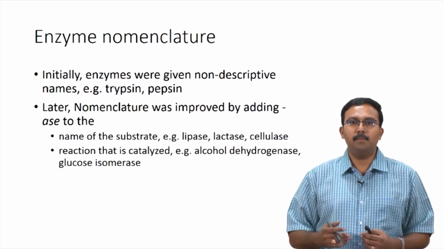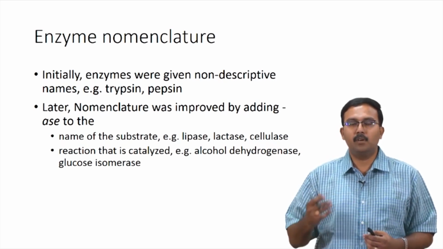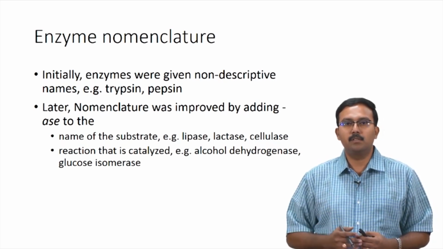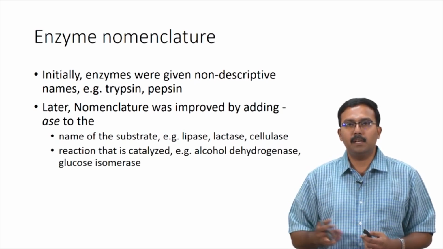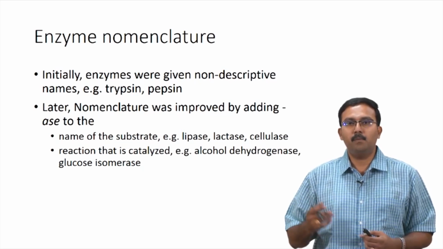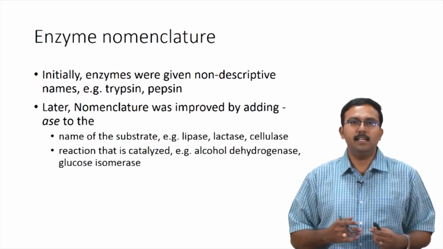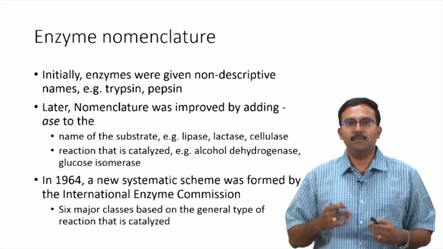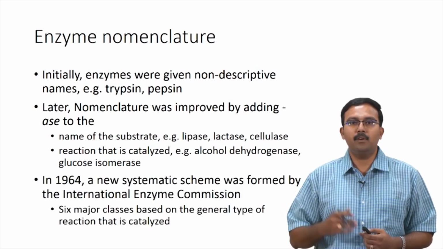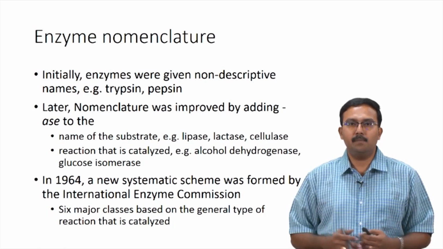With examples like lipase, lactase or cellulase, you know that it is acting on lipids, lactose or cellulose. If the name was alcohol dehydrogenase or glucose isomerase, we knew that it performs a dehydrogenation reaction or an isomerization reaction. This gave some information about what the enzymes were. This was further improved in 1964 when a new systematic scheme was formed by the International Enzyme Commission.